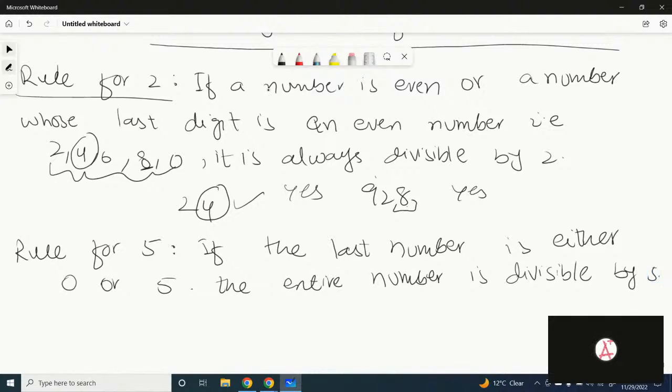Okay, let's do an example. For example, you have a number 105. Got it? Just look at the last number, the ones digit. It is 5. Yes, the number is divisible by 5. Got it? Just look at the one number and you can say the number is divisible by 5. For example, you have a number 1255. Just look at the last number. It is 5. Yes, it is divisible by 5. Got it?